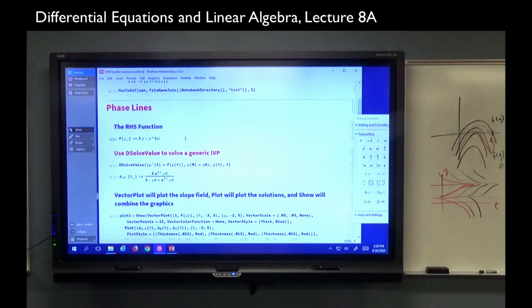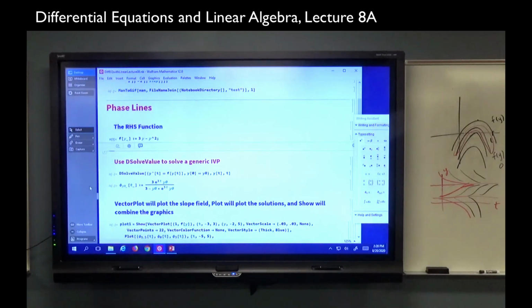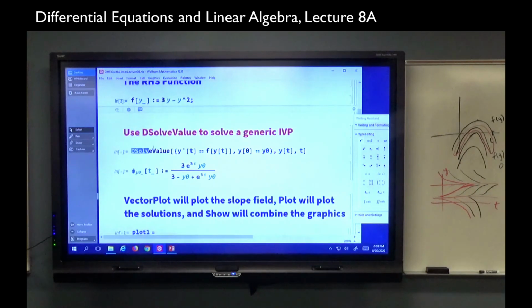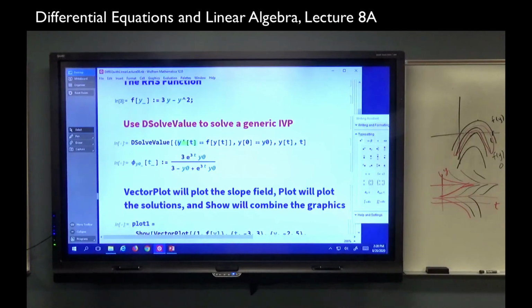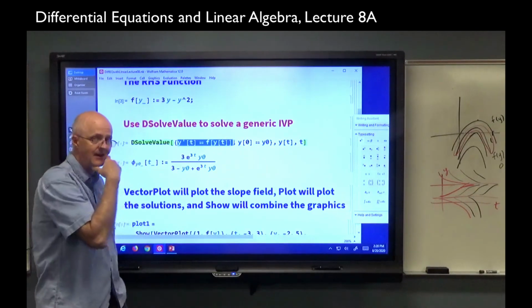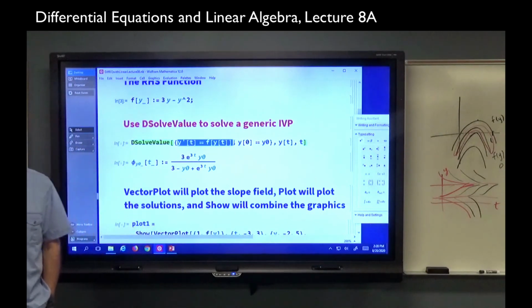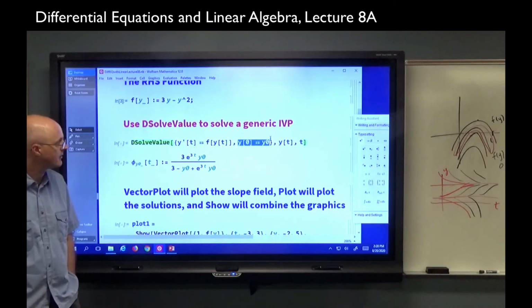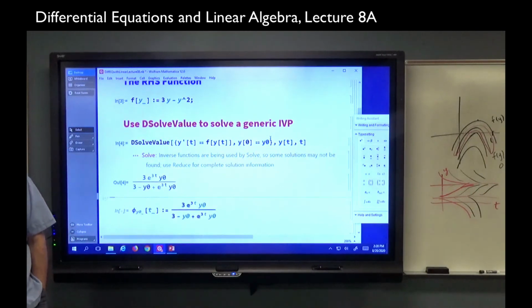This enters the right-hand side function for our example. This is the use of DSolveValue to solve the differential equation y' equals f of y, but Mathematica needs the t's in there. That's just the way Mathematica works. For a generic initial condition, y of 0 equals y sub 0, right there with the subscript, y sub 0 by hand. Solve for y of t with respect to t.